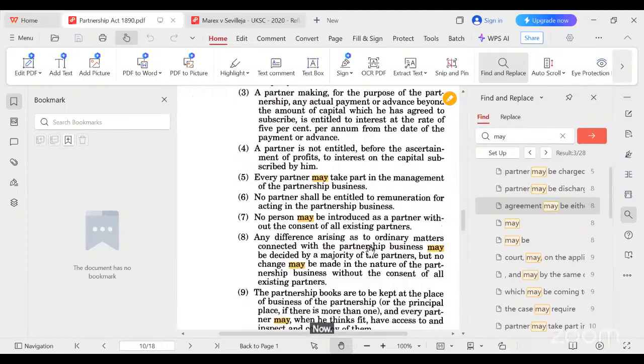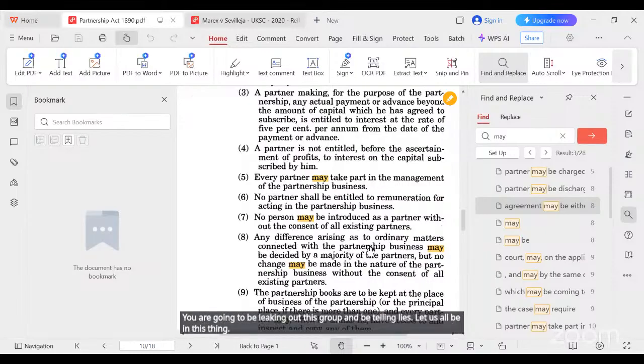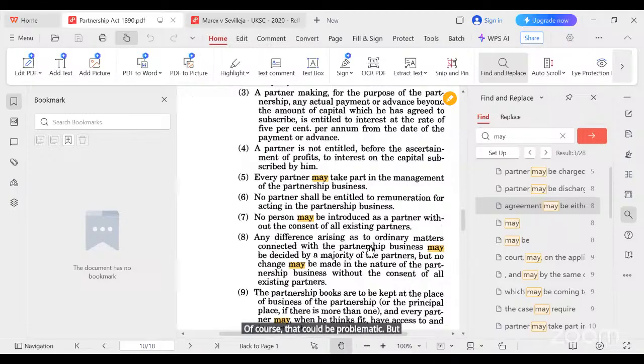Now, the word may is an empowerment. We said that may conveys empowerment, enablement. Which means if there are three partners and all of them want to manage, they can do it and you cannot stop them. So if you leave it this way, they can all say, look, I want to also manage this thing. It's not you alone. You are going to be leaking all the soup and be telling lies. Let us all be in this thing. Of course, that could be problematic, but that is the reason why maybe you will have to articulate. Yes, there's a lady that was going to talk. I want to hear you.